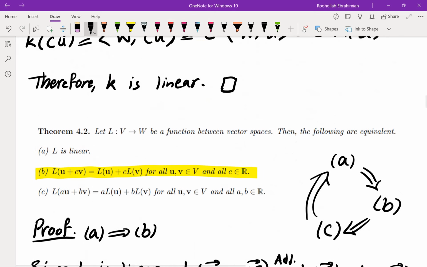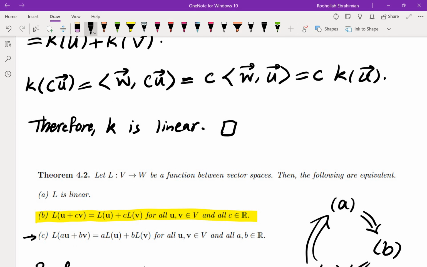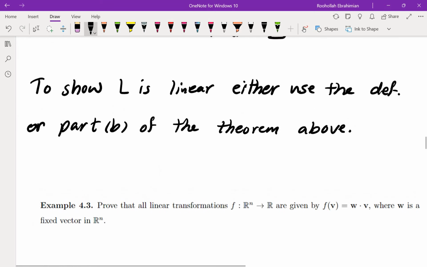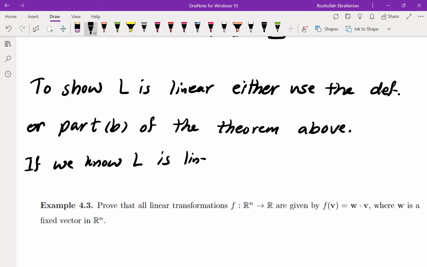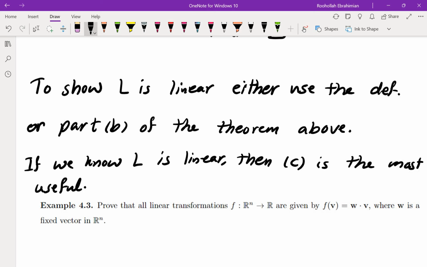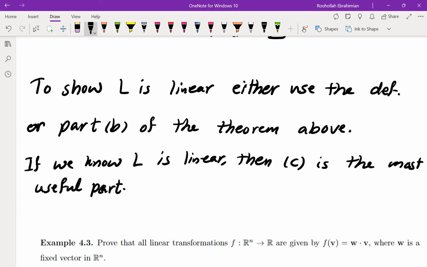If you know something is linear, then this part C is the strongest one, because part C allows you to take out all these different constants. So if we know L is linear, then C is the most useful one, because it allows you to take different constants out.